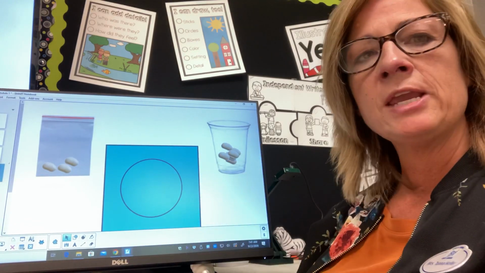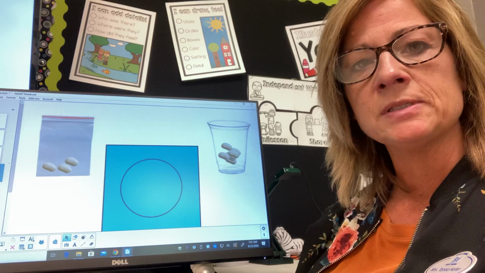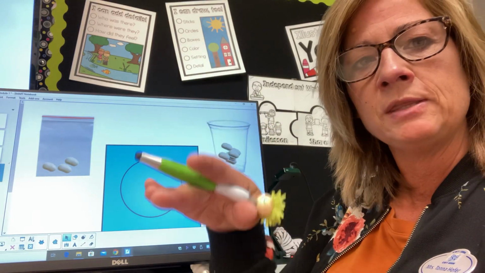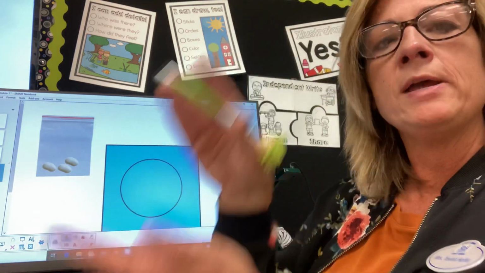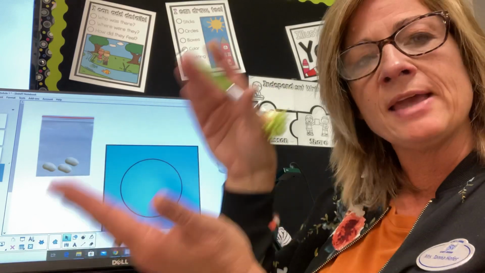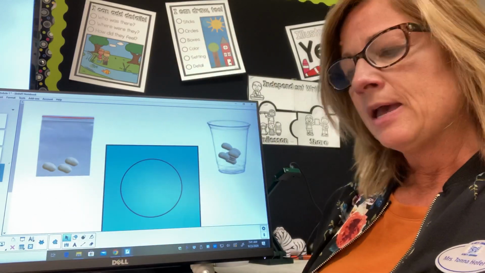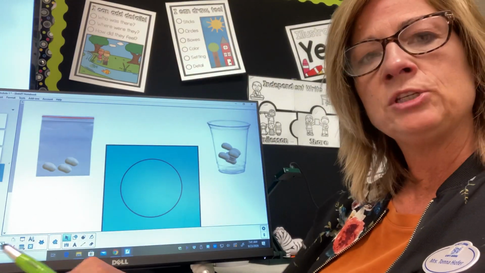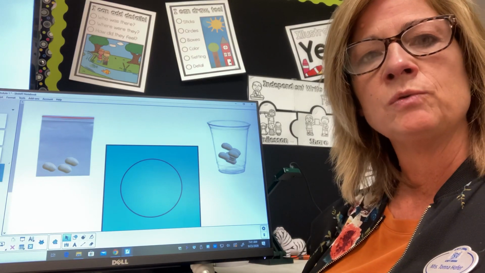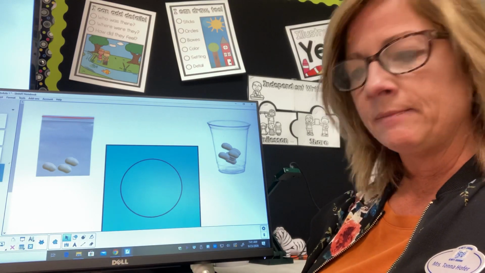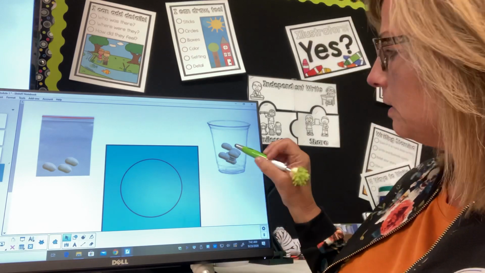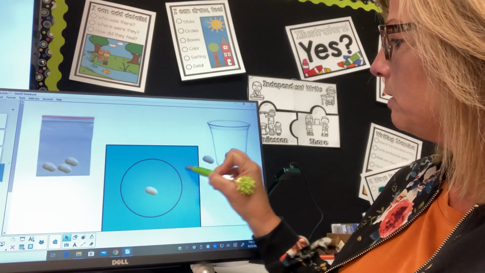And then you're going to shake that cup 7 times. So put your hand over the top so nothing comes out. Ready? And you're going to go 1, 2, 3, 4, 5, 6, 7. And then you're going to spill those onto your work mat. Okay? So I'm not going to spill mine. I'm just going to put them over here though.